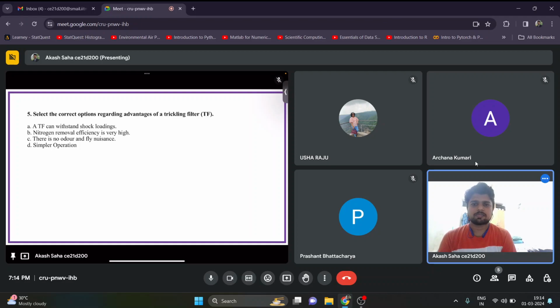So that is not the case in the trickling filter, but we can say that it can withstand high shock loadings, because the biomass is retained for a longer period of time in the system before it gets sloughed off. So a very high amount of biomass is present for the decomposition of this organic matter. So it can withstand shock loadings, and it's a very simple operation. We can treat it as a filter, that's why it is called a trickling filter. For biomass or biofilm growth, it will take more and more time, but once it is acclimatized and it is giving removal, then it's a very simple operation. So both A and D options are correct. A trickling filter can withstand shock loading and it has a simpler operation, whereas options B and C are not true for the trickling filter.